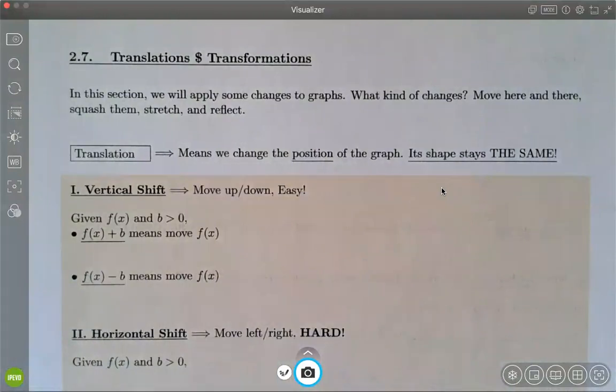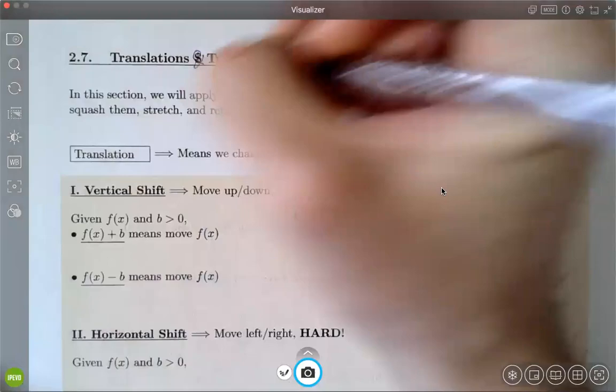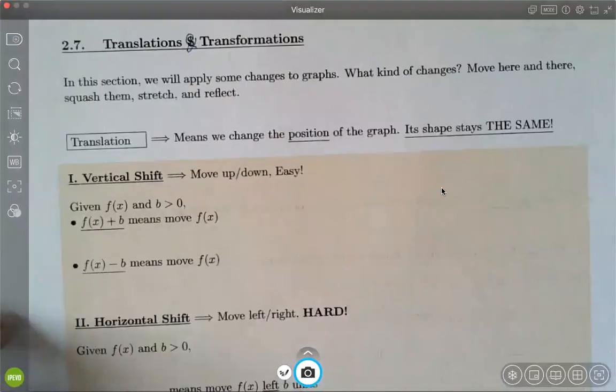Okay, so now here we will talk about translations and transformations. Somehow I put a dollar sign, but it's actually false.